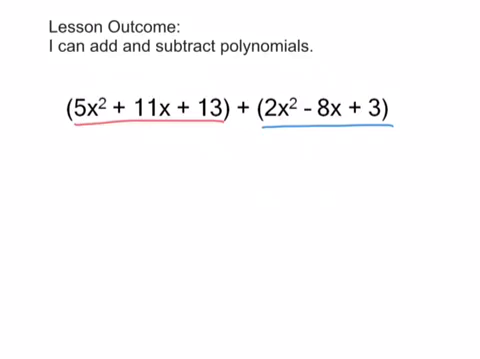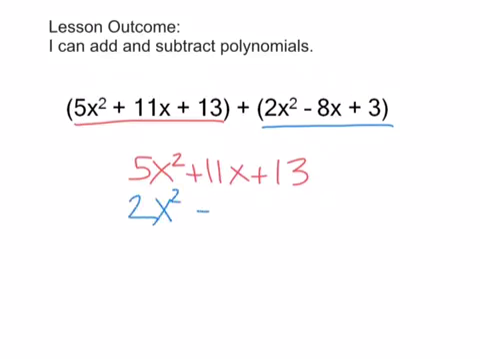But another way that you can do it, and I will show this method right now, is that we can take our first polynomial, 5x squared plus 11x plus 13, and we can do the stacking method. The stacking method means that we can take the second polynomial and put it underneath the first and make sure your like terms are lining up above and below each other.